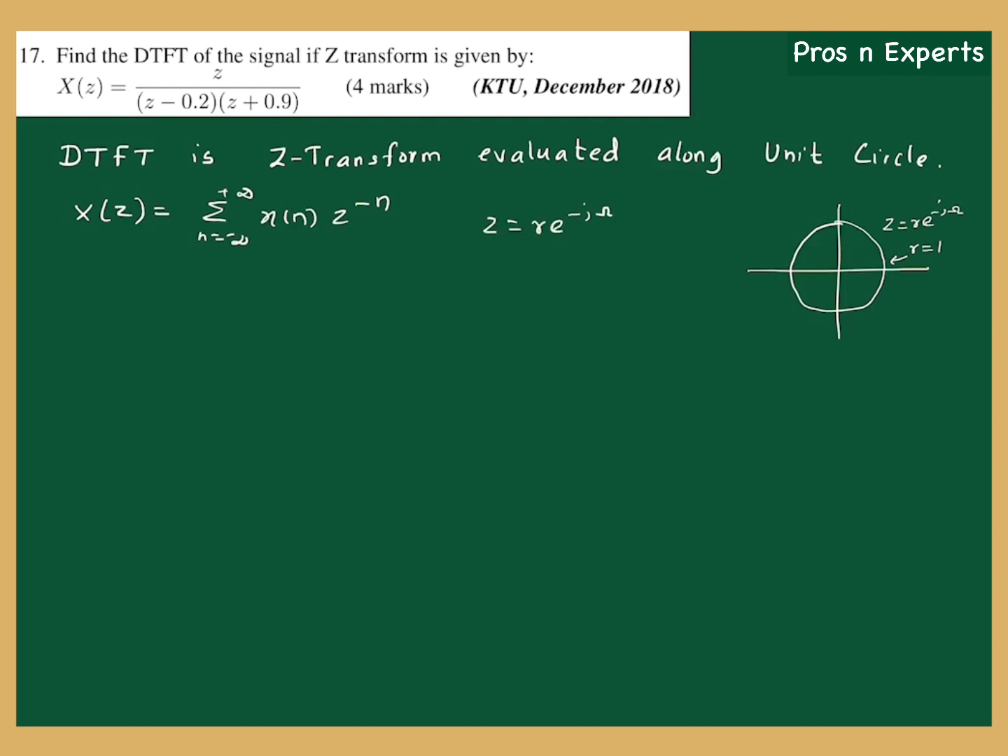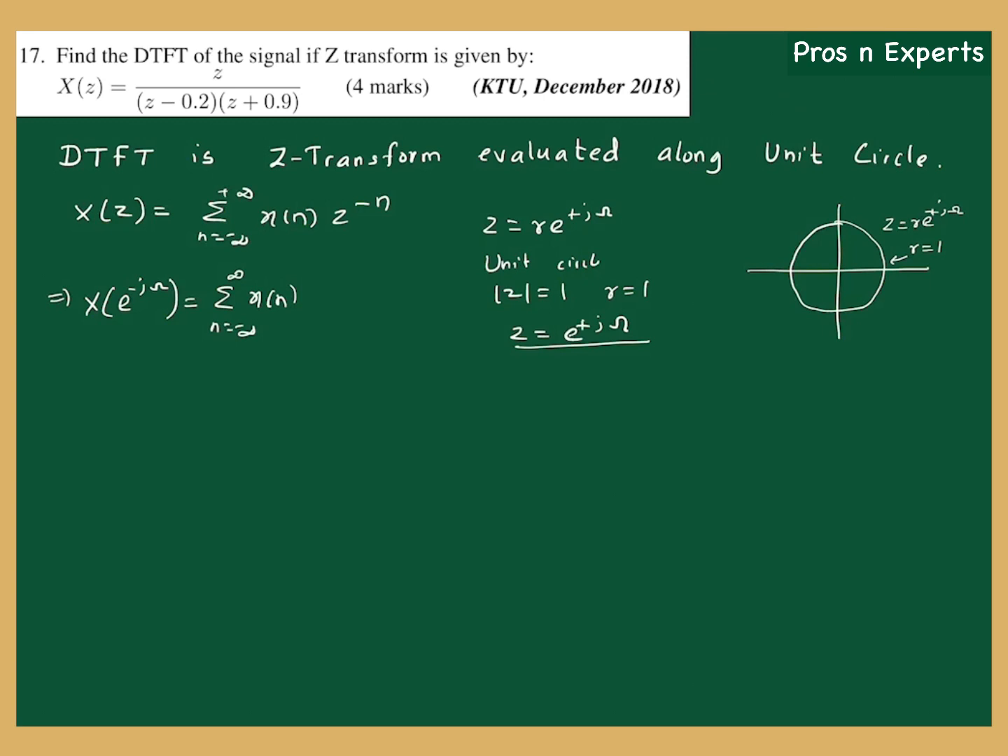But at the unit circle, mod Z equal to 1, that means R equal to 1, so Z is equal to e raised to minus j omega, right? So putting this, that implies X of Z with Z equal to e raised to minus j omega is equal to the sum over n equal to minus infinity of x of n into Z, which is e raised to plus j omega.